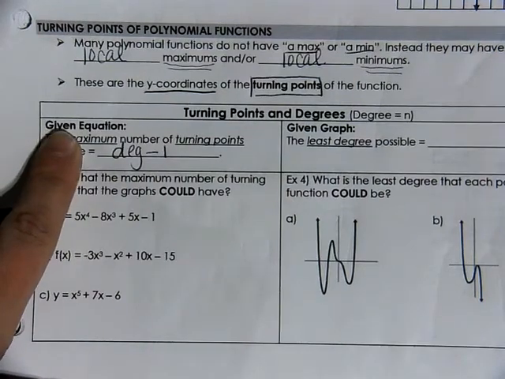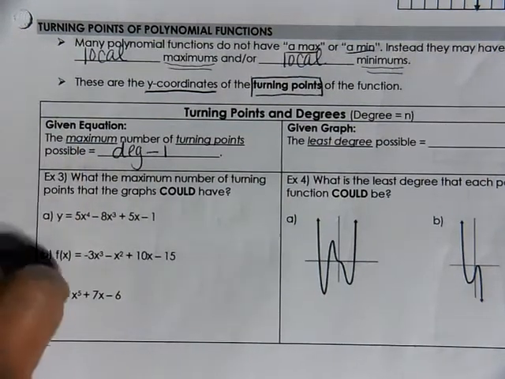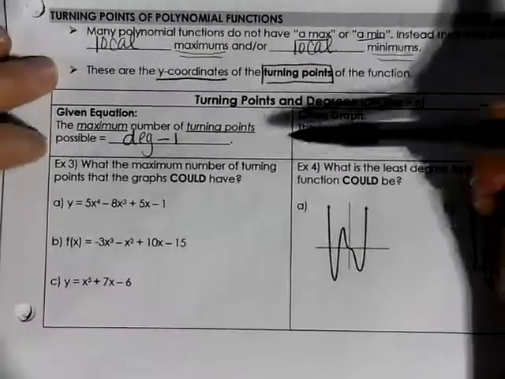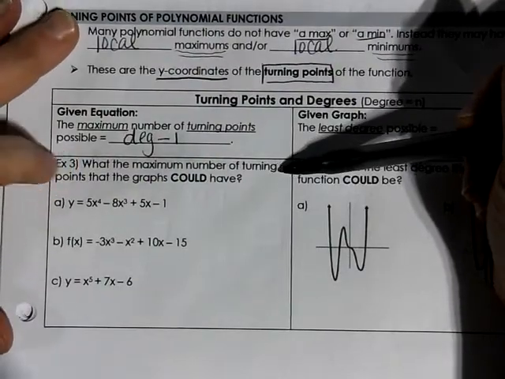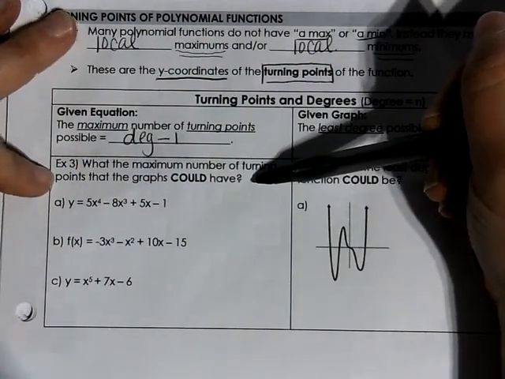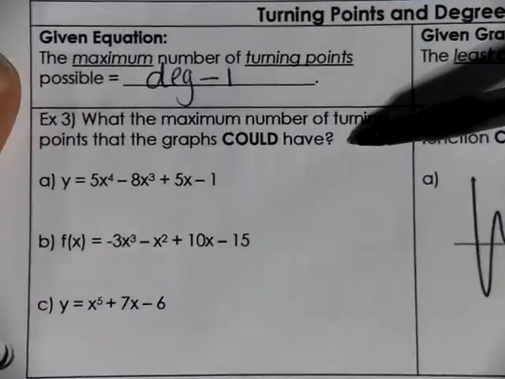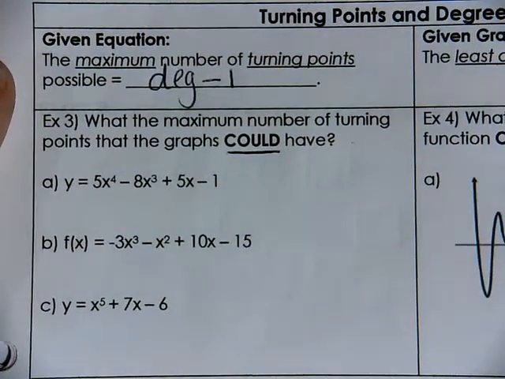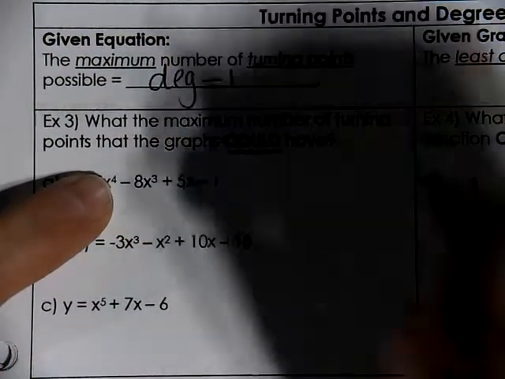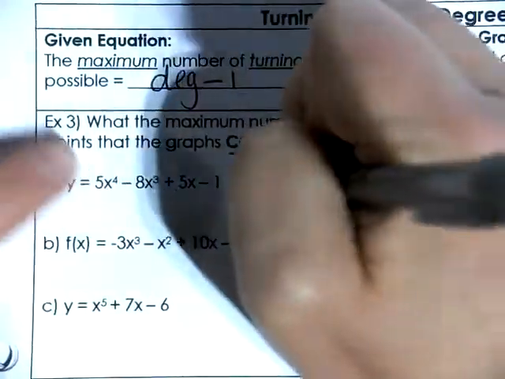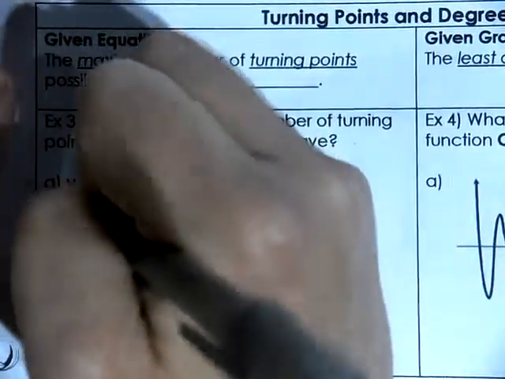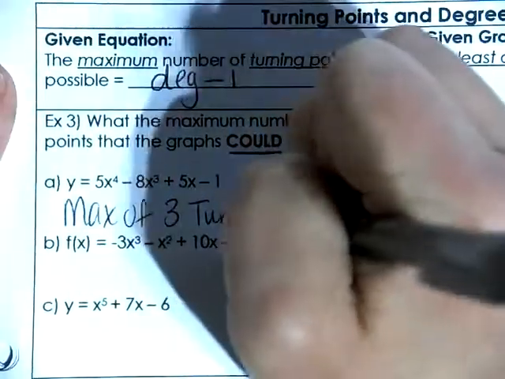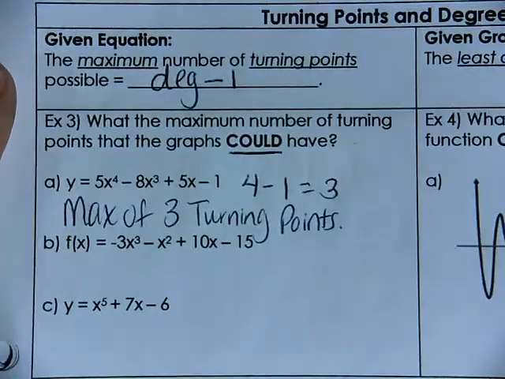So if you are given an equation and you want to analyze that equation and decide how many turning points it could have, take whatever the degree is and minus 1. So in this example, it says, what is the maximum number of turning points that the graphs could have? Well, let's go ahead and look at the degree. The key word here is could. It doesn't mean that it does. It just means that it could have. So in this case, the degree is 4, which means 4 minus 1 is 3. This could have a maximum of 3 turning points. Doesn't mean that it does, but it could.